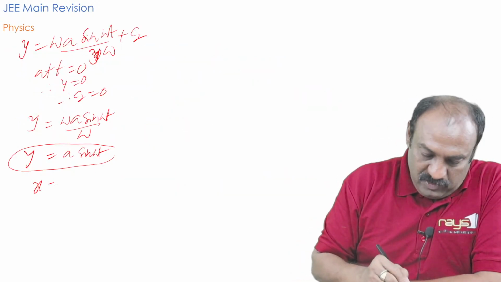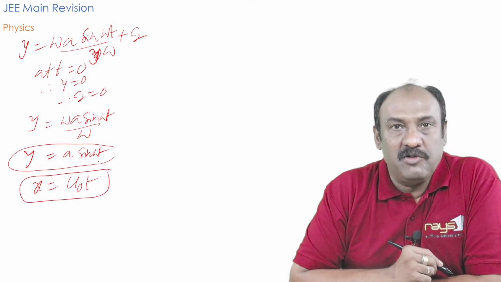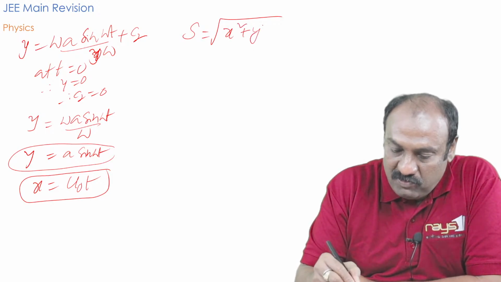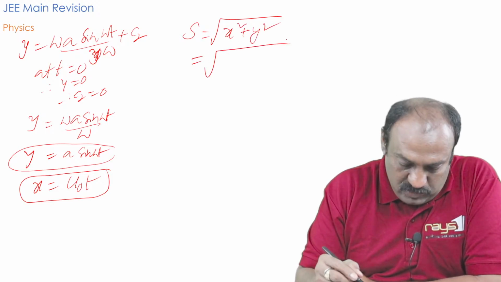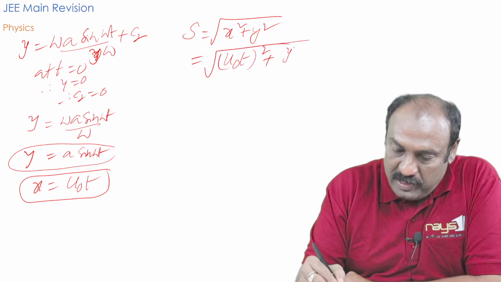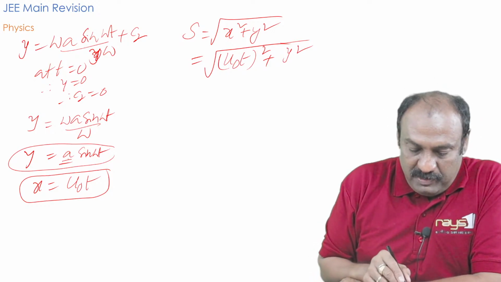So, x is equal to u naught into t. What we want? When a particle moves in a plane, the displacement is equal to the square root of x square plus y square, that is equal to the square root of (u naught into t) whole square plus y square. So, what is the magnitude of y here? Magnitude is in the form of a sin omega t.